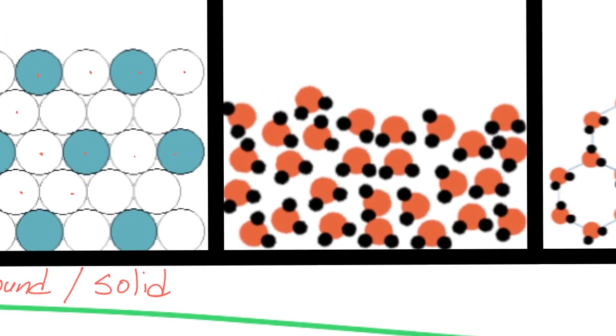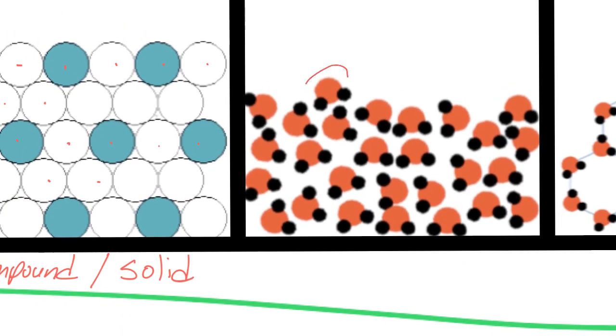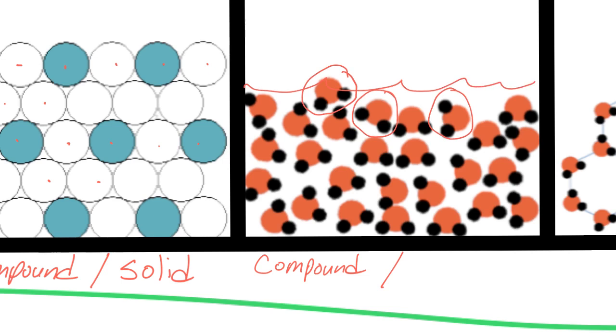On to this one. We have 1 type of particle. We've got orange with 2 black, orange with 2 black, orange with 2 black. There's nothing else mixed in, so this is going to be a compound. And the phase of matter is filling its container, so this would be a liquid. And that takes care of that one.